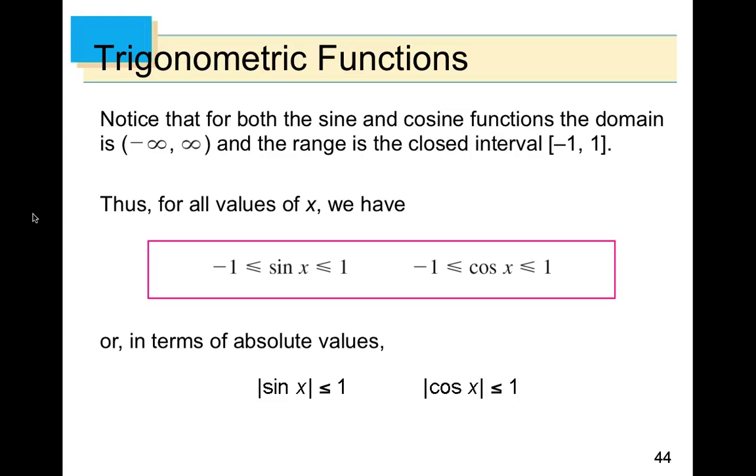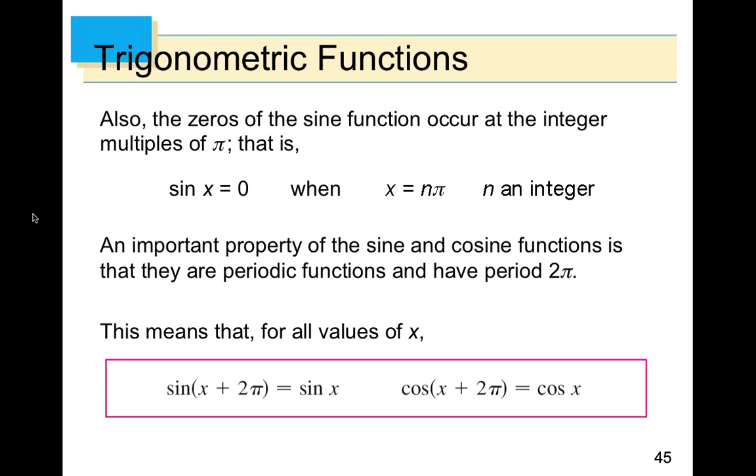So for all x values, we have -1 is less than or equal to the sine of x, which is less than or equal to 1, and it's the same for cosine. So -1 is less than or equal to the cosine of x, which is less than or equal to 1. Or in terms of absolute values, the absolute value of sine x is less than or equal to 1, and the absolute value of cosine x is less than or equal to 1.